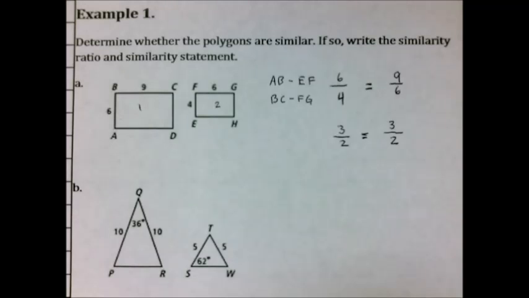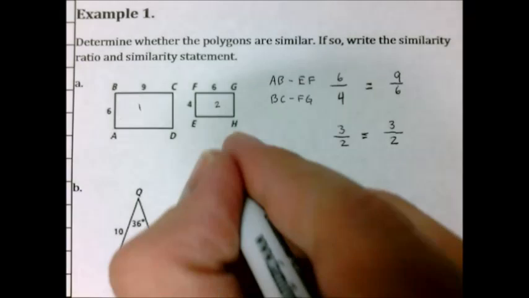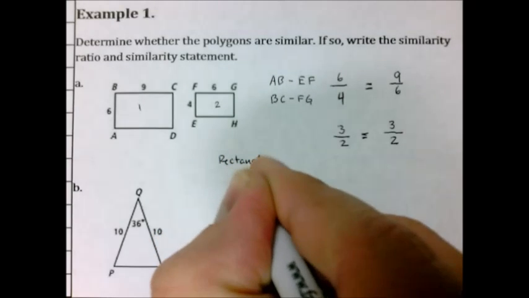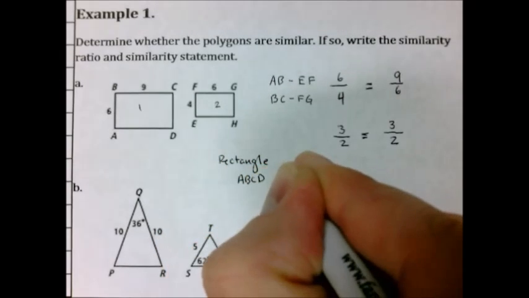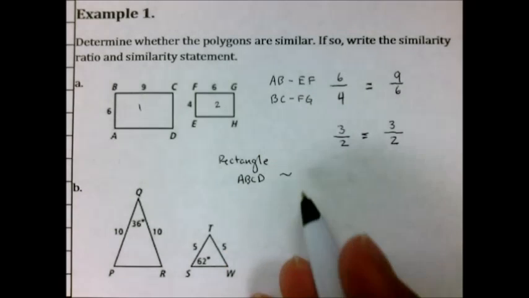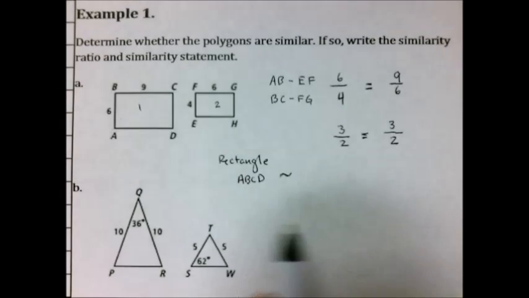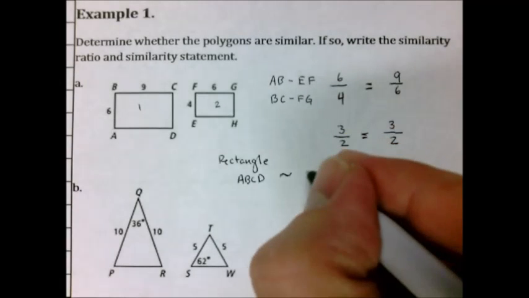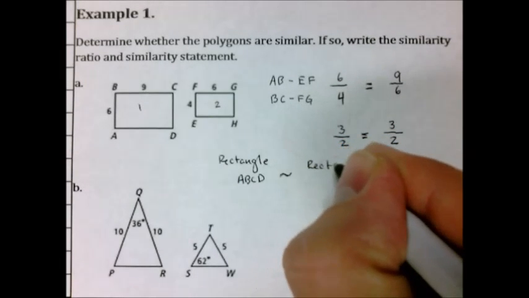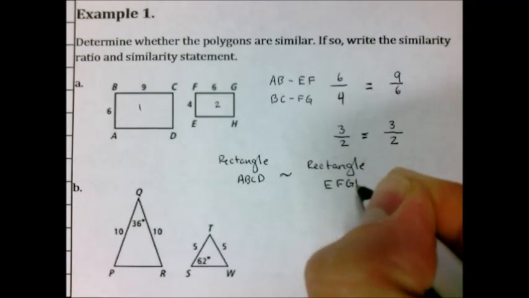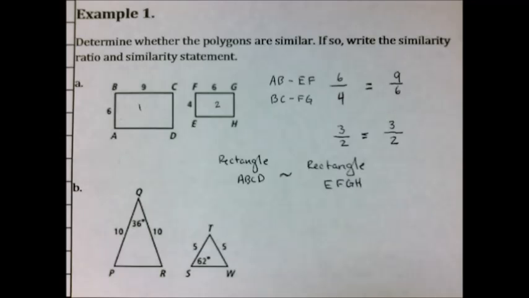Because the side lengths have an equal proportional ratio, we can say that rectangle ABCD is similar, and that's the symbol for similar, this little squiggly line. It's the same squiggly line we had for congruent, except without the equal sign under it. Rectangle ABCD is similar to rectangle EFGH. We're proving that those two shapes are similar because all the side lengths are proportional and all the angles are congruent.